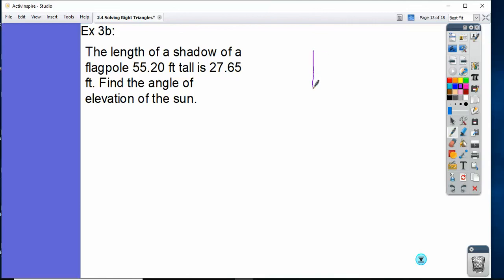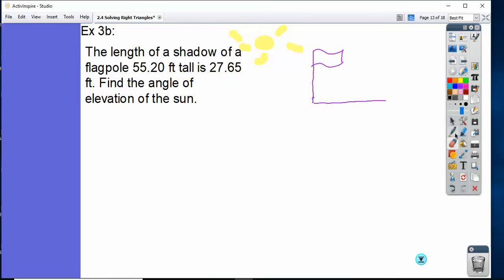We have a flagpole. There's my flagpole. The length of the shadow. Okay, you're gonna laugh, but if I put this question on a test, I guarantee a lot of people will miss it. Where does the shadow go? On the ground, right? I always have people that label the hypotenuse as the shadow. Your shadow is on the ground. So I'm talking about, we've got the sun up here. I'm talking about my shadow, so that's going to go on the ground.